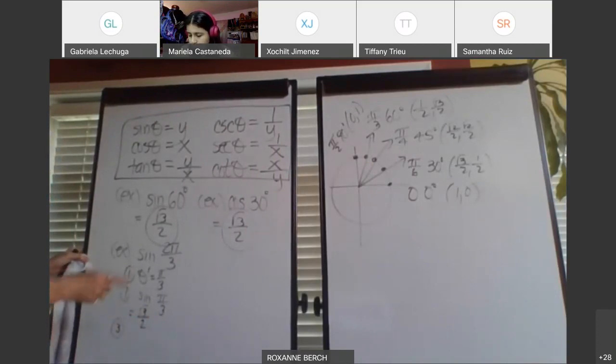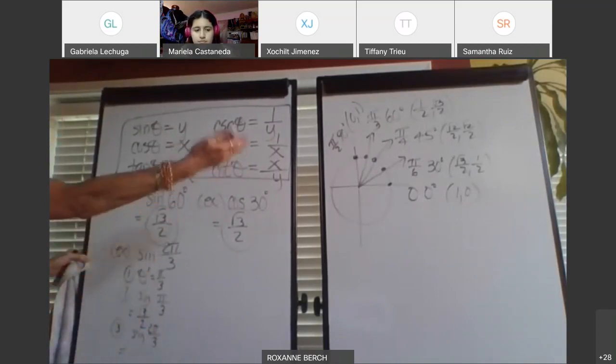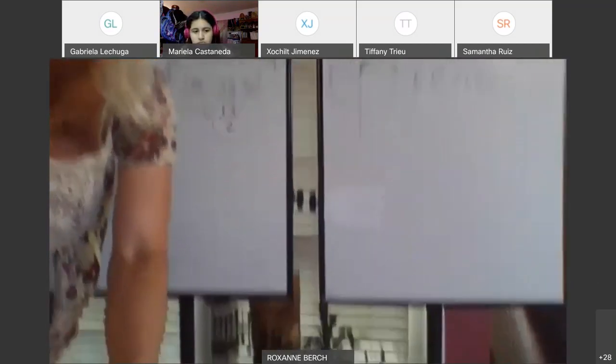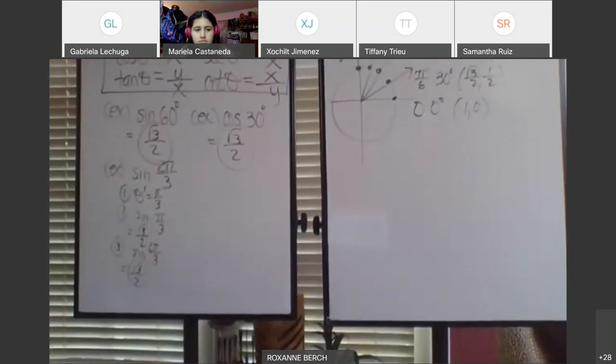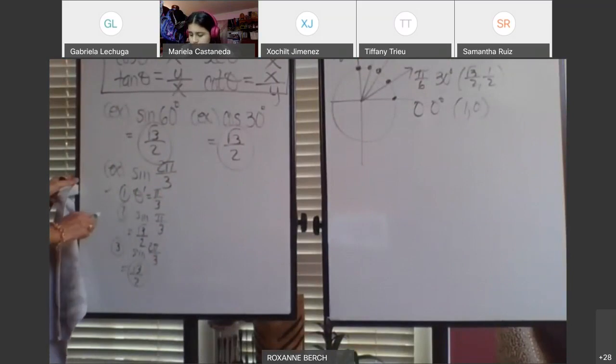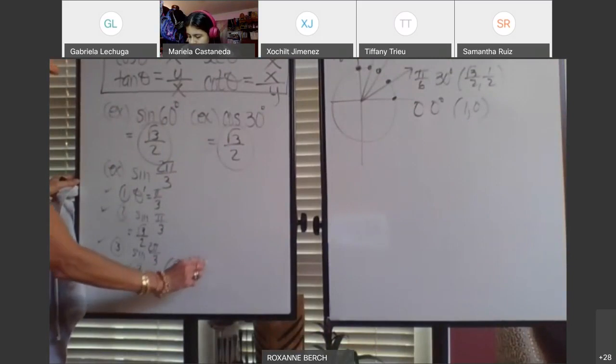And what quadrant is 2 pi over 3? 2 pi over 3 is in the second quadrant, and sine is positive. So we keep the same value. I don't know if you can see that or not. You guys see that? So remember, you're finding the reference angle, you're evaluating the reference angle, and then you're evaluating the real angle by putting yourself in the proper quadrant.